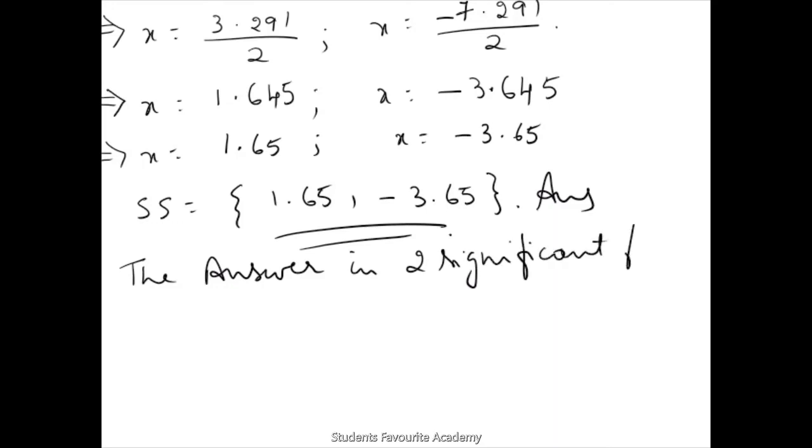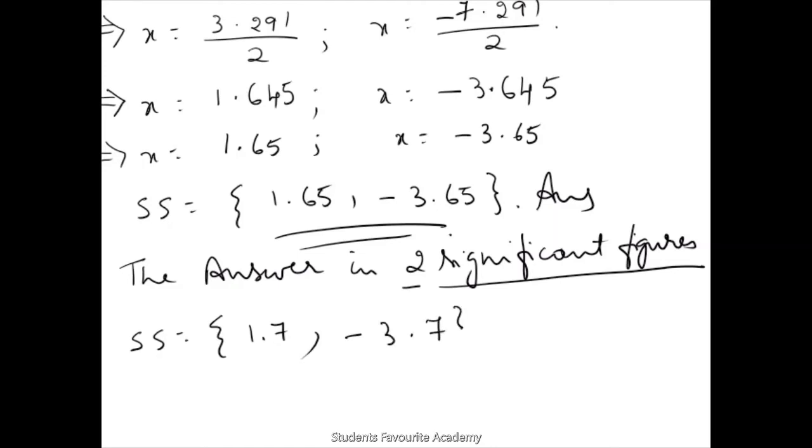Okay, in decimals chapters you must have learned, but I don't know whether you remember or not. 2 significant figures means that the answer must have 2 significant digits. So the solution set will become, this is again 5, so you will round it off, so 1.7, and this will become minus 3.7. Okay, if it is asked to round off or give your answer up to 2 significant figures, then the answer will be this.